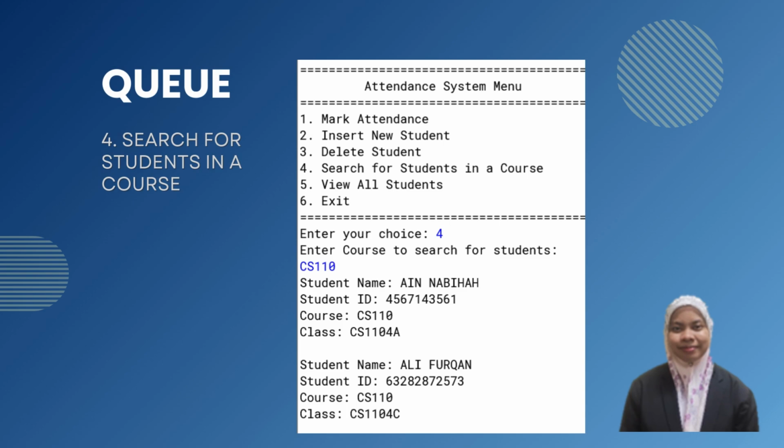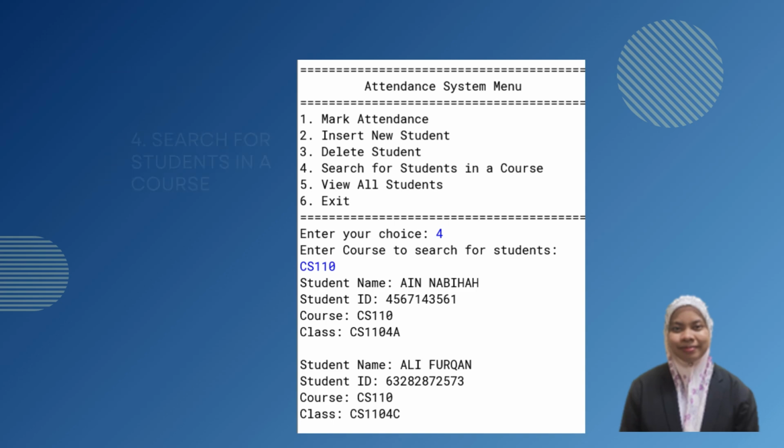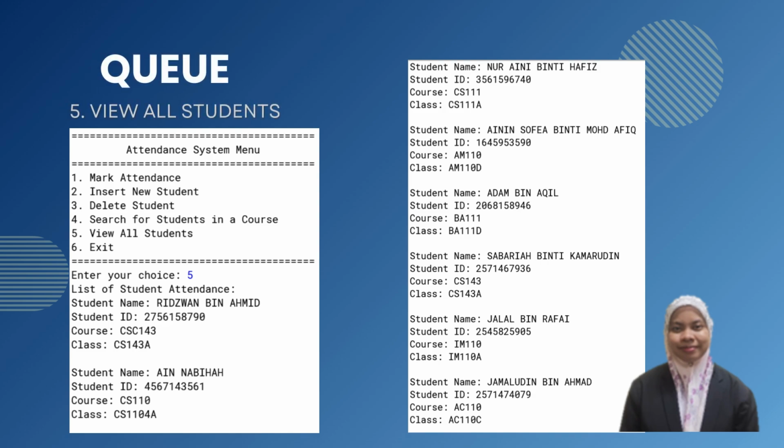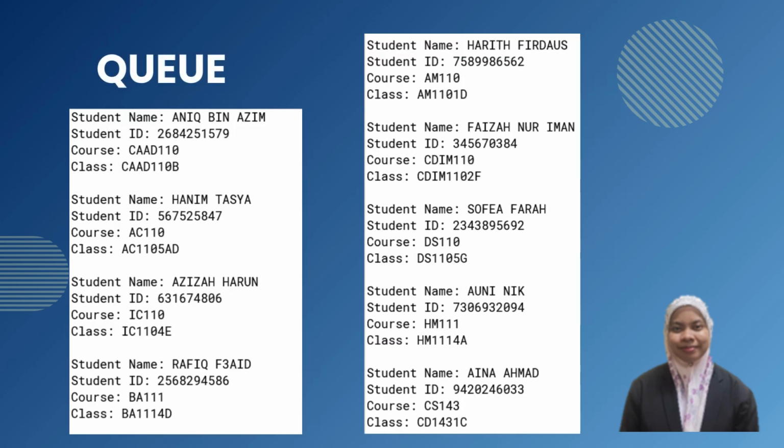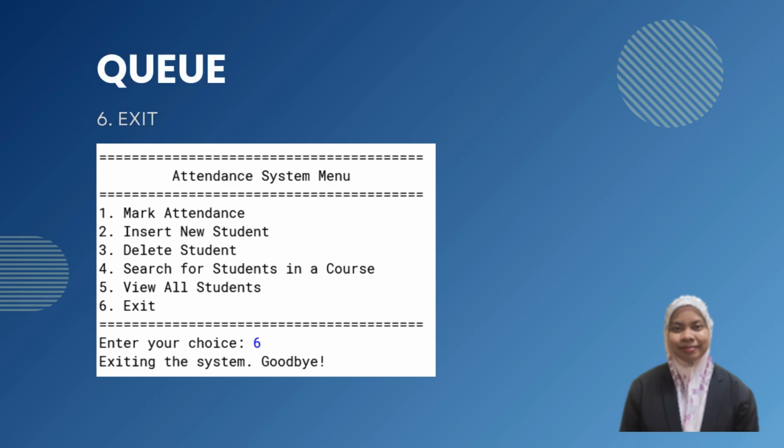The next menu is search for student in a course. The user needs to insert a course to search for students. The output will show the students that take that course. The next menu is view all students. The output will show a list of all students. Continue list of students. The last menu in queue is exit. After we choose it, the output will show exiting the system. Goodbye.